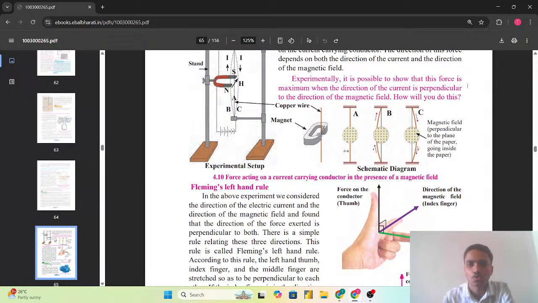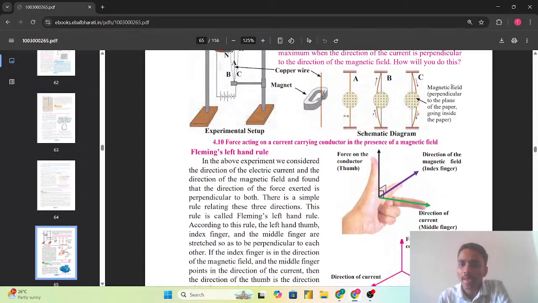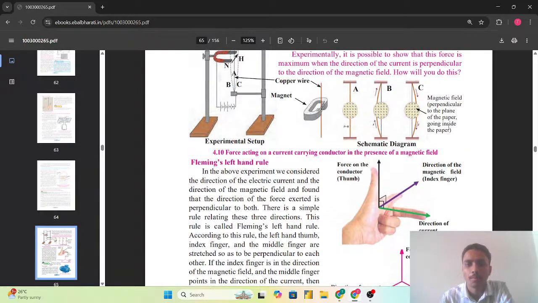Experimentally, it is possible to show that this force is maximum when the direction of the current is perpendicular to the direction of the magnetic field. How will you do this? So, magnetic field perpendicular to the plane of the paper going inside the paper.